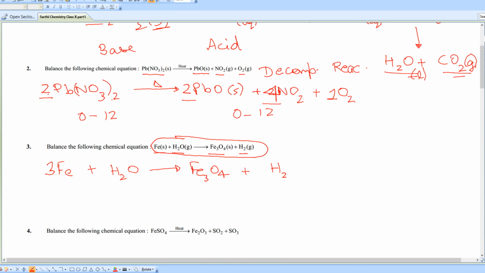Hydrogen is 2, hydrogen is 2. But oxygen is 1 here on the left hand side, but 4 here on the right hand side. So to balance oxygen, we'll put 4 here. Now hydrogen will be 8. We'll have to put 4 here also. Now it gets balanced. So the first step in balancing the chemical equation is we balance the metal atom. Then we move on to the non-metal atom, and in the last we balance the oxygen and hydrogen.